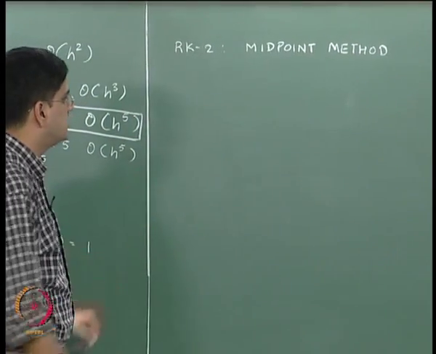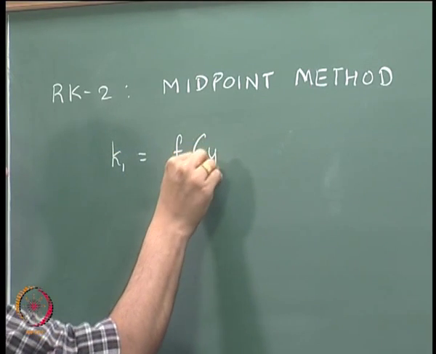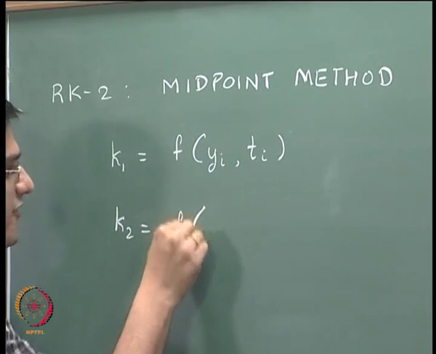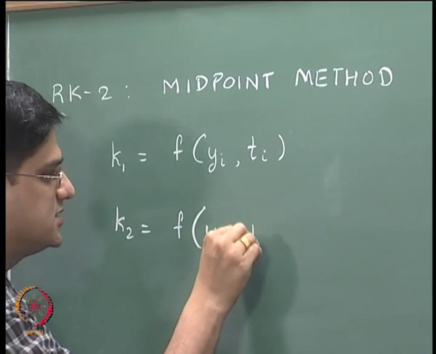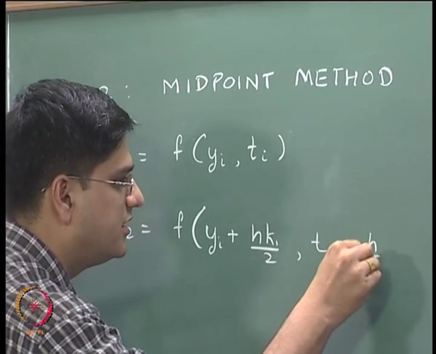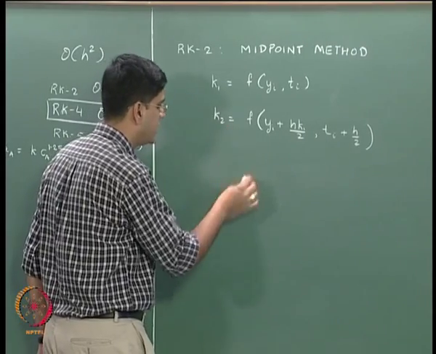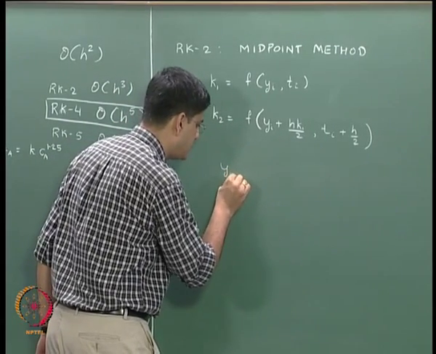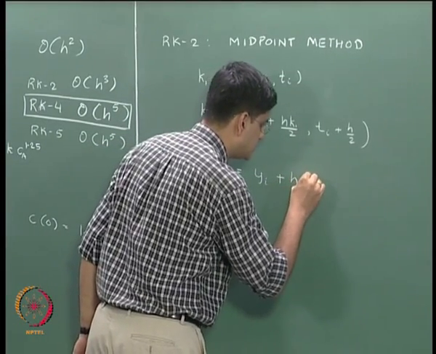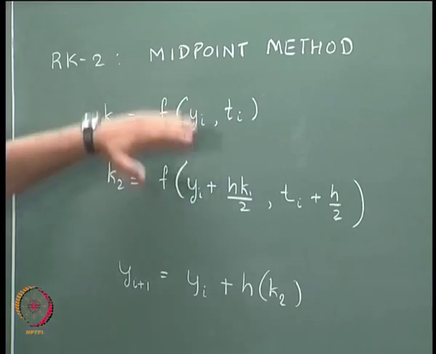For the midpoint method what we obtained was k1 equal to f of yi comma ti and k2 equal to f of yi plus h k1 by 2 comma ti plus h by 2, and the slope s that we said was just equal to k2, which resulted in yi plus 1 equal to yi plus h times k2, where k2 was nothing but our s. Okay. So, this is the midpoint method.